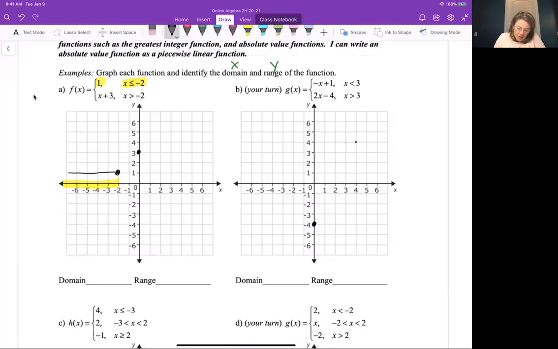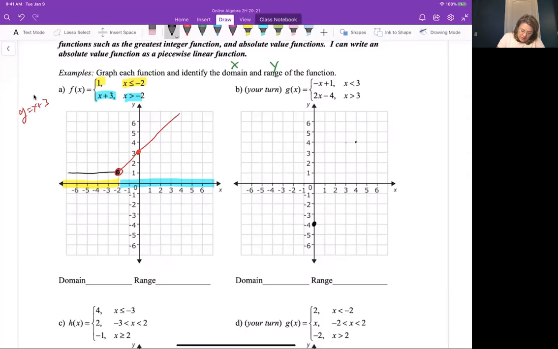Okay, next one. X is greater than -2. I have an equation of a line. So here's my equation of a line, y equals x plus 3. And I have already shown a data point at the y-intercept, x is 0, y equals 3. And I have a slope of 1. So I will draw my graph like this. And it is an open circle because it's greater than -2.